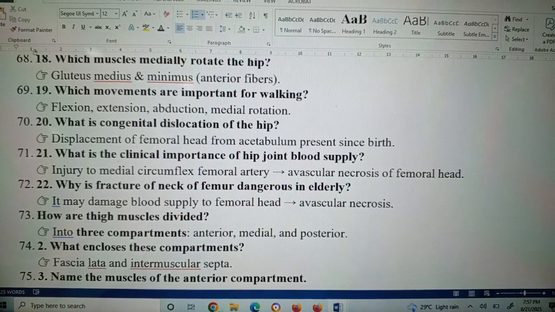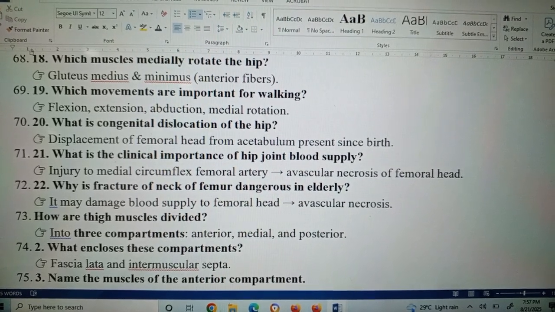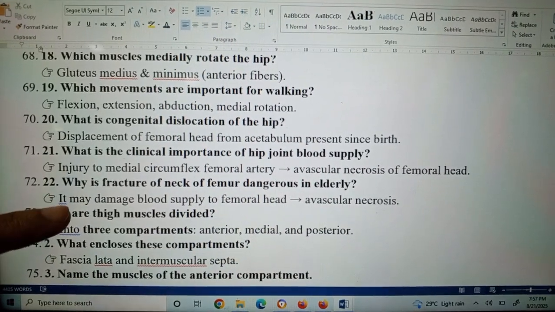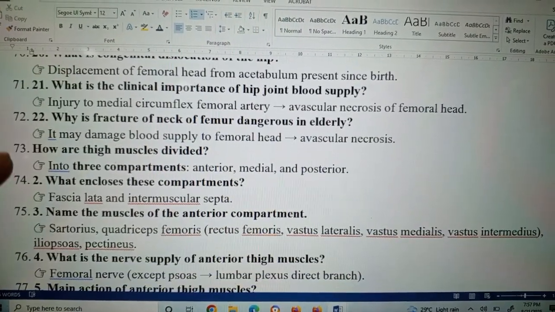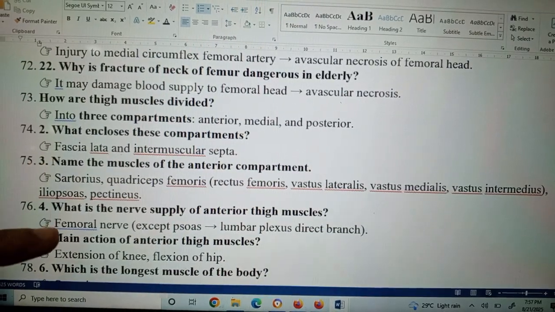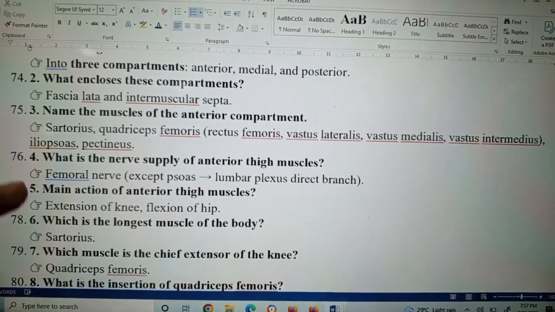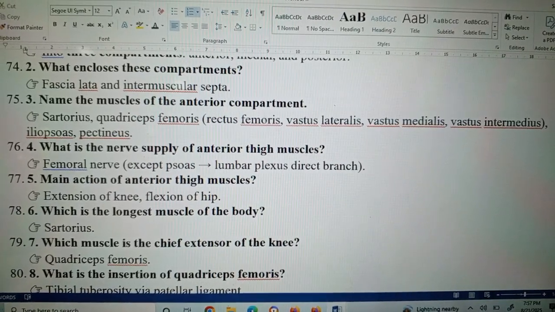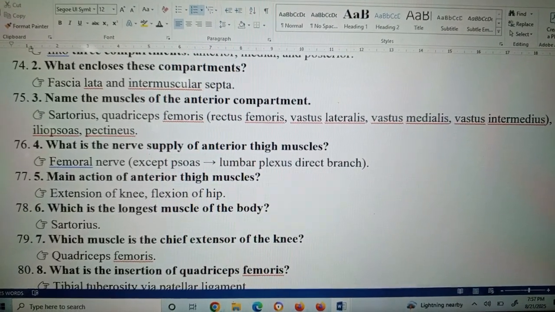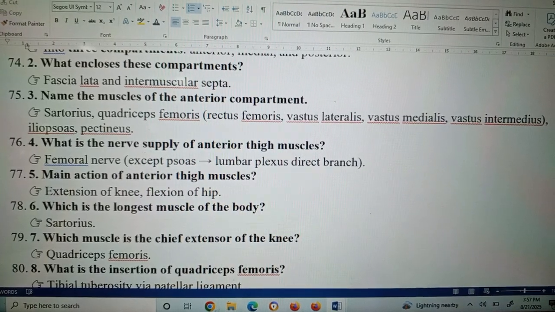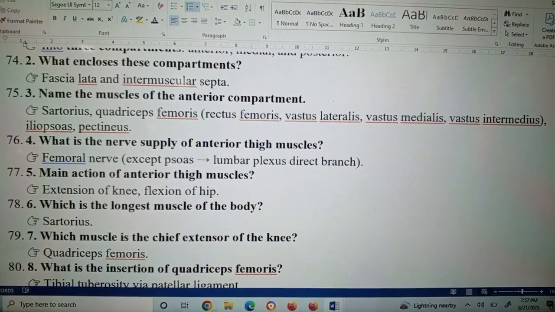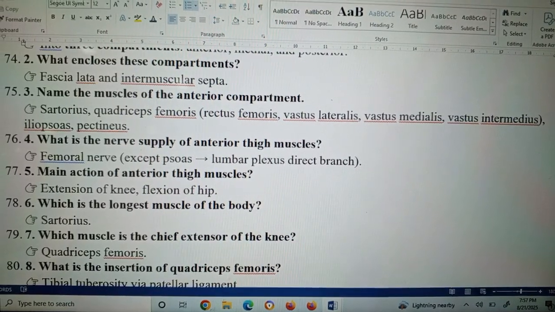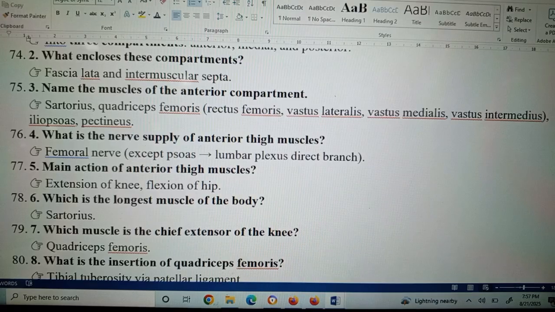How are the thigh muscles divided? They are divided into three compartments: anterior, medial, and posterior. What encloses these compartments? Fascia lata and intermuscular septa. In one of my videos you can see the tensor fascia lata and the intermuscular septa. Name the muscles of the anterior compartment: sartorius, quadriceps femoris, rectus femoris, vastus lateralis, vastus medialis, vastus intermedius, iliopsoas, and pectineus muscle.